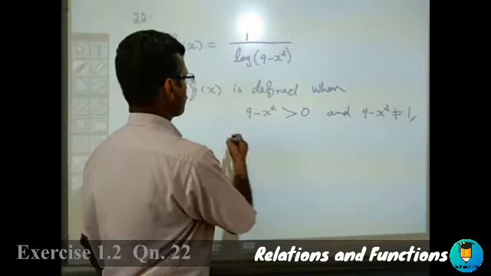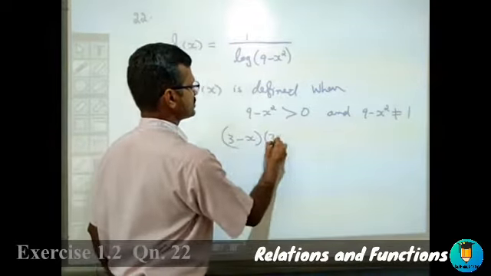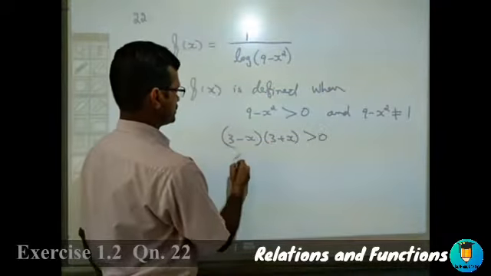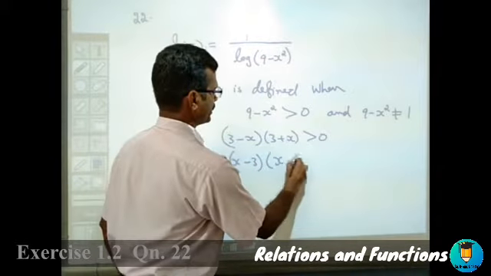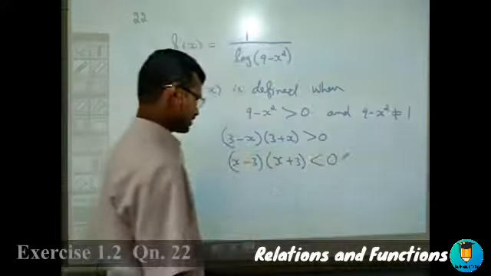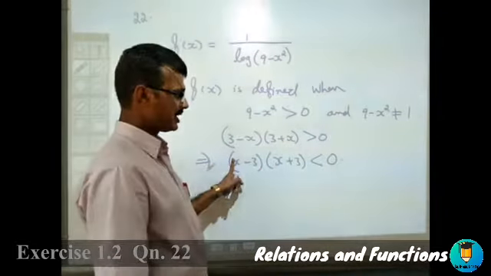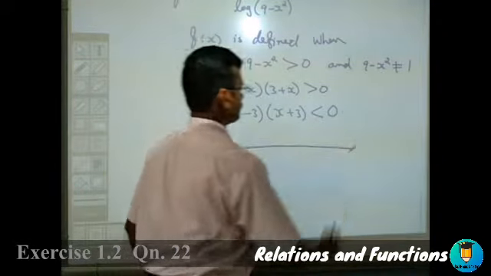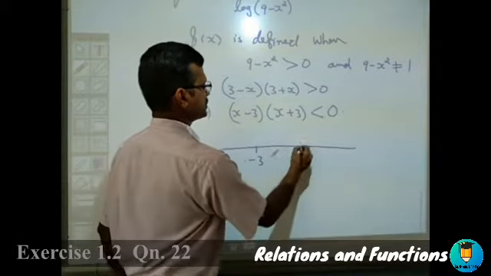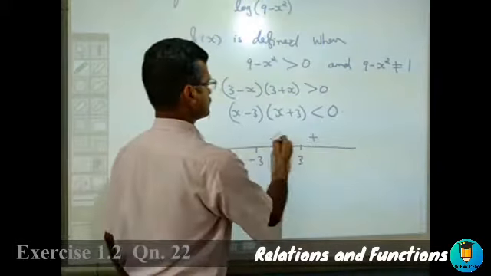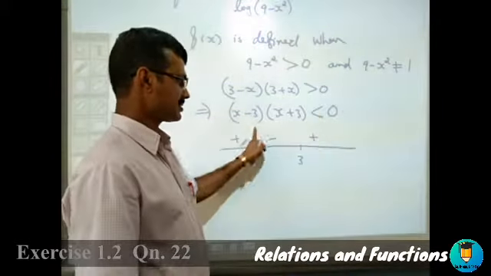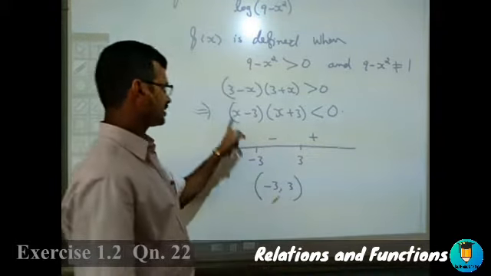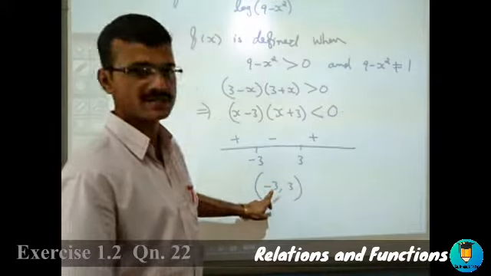Now we will simplify it. This is (3 minus x) into (3 plus x) greater than 0. This part I will simplify afterwards. This is by method of interval. I can write this as less than 0, multiplied by minus, so the inequality sign is changed. Method of interval: minus 3, plus 3, with signs plus, minus, plus. It is less than 0, which means minus 3 to plus 3. The corresponding value of x is minus 3 to plus 3.